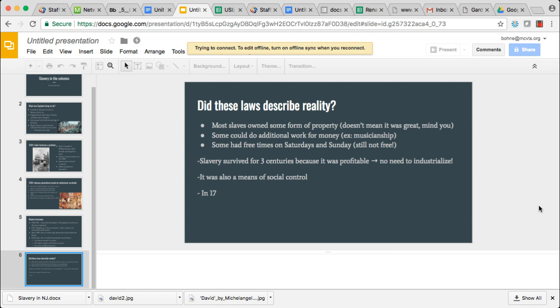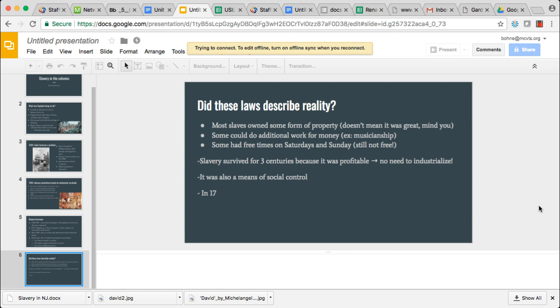Most slaves did own some form of property, right? It doesn't always mean land. That could mean they owned an instrument. That doesn't mean it was great, obviously. It just means that they did have some property. Some could try to make money. Eventually, there are laws that ban this in some areas, but at this point, they could. Most commonly, it was for musicians. And some still had free time on Saturdays and Sundays. It still doesn't mean they were free. It just meant they weren't working every single hour of every day.